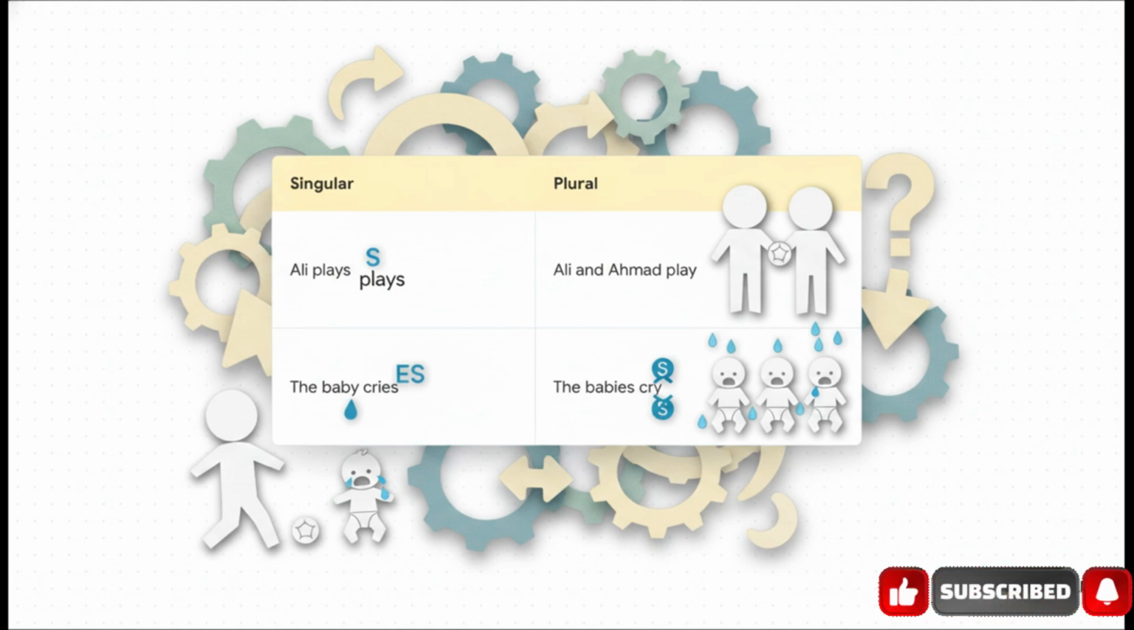For singular subjects, the verbs add an S or an ES, like plays or cries. But for plural subjects, we just drop that S. I know, it's a bit of a mind bender, right? Because we usually add an S to nouns to make them plural. But with verbs, that S actually signals a singular subject.